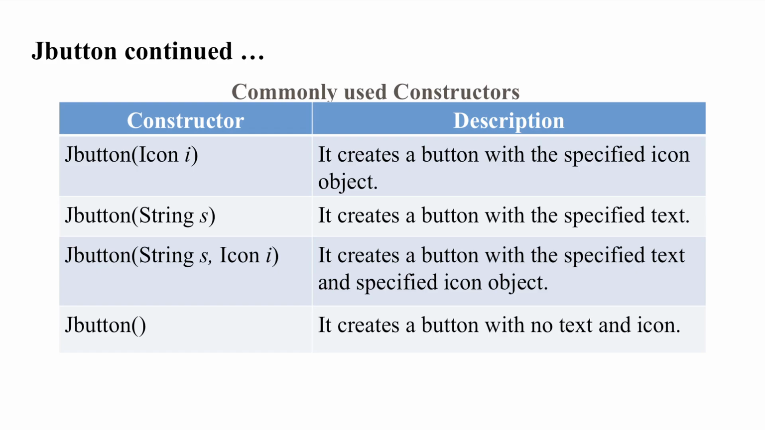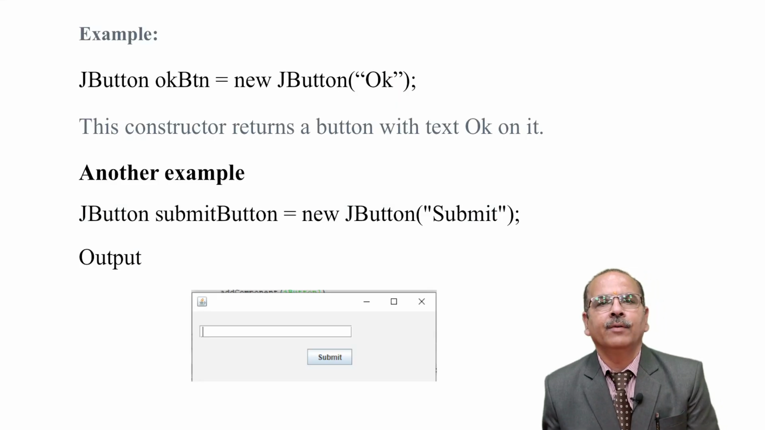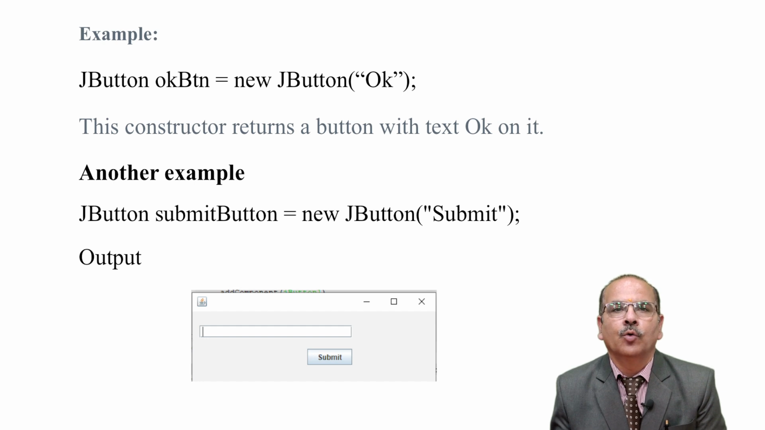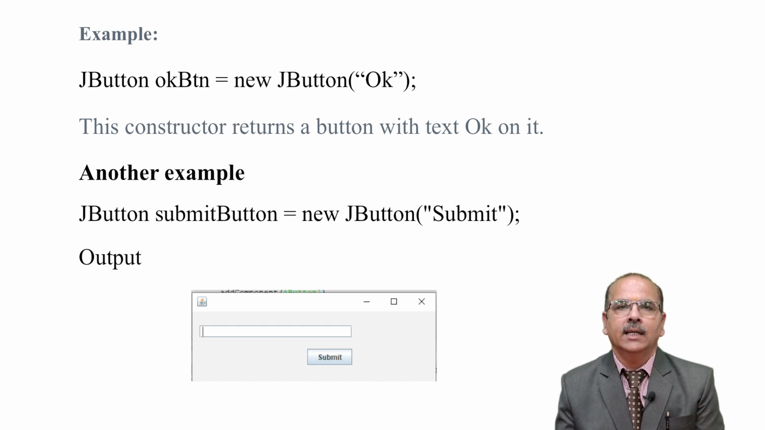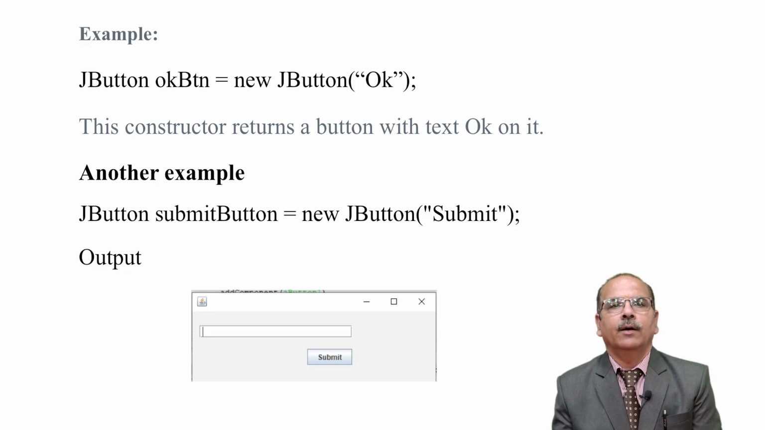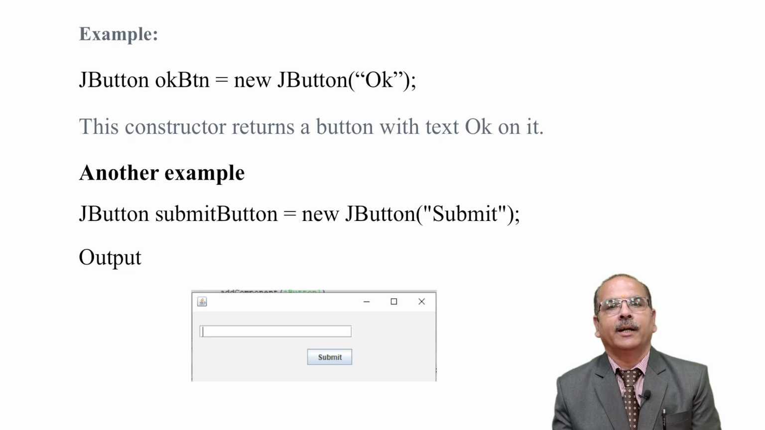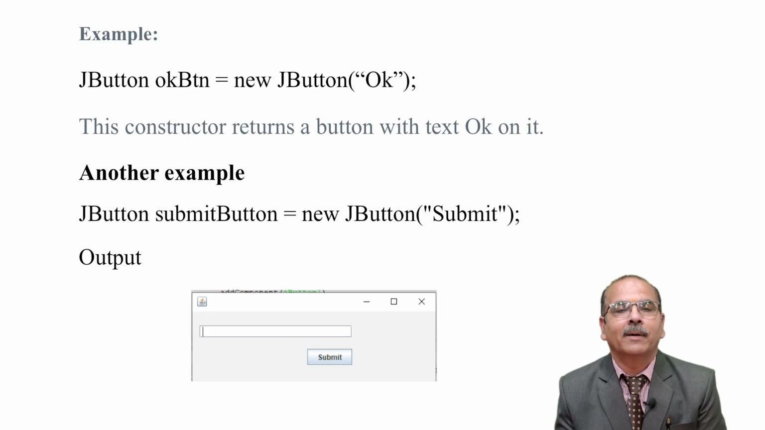Then let's have one example. JButton okButton: here okButton is the name of the JButton, and we have constructed it using new, and we have taken OK as the text. Then it will return a button with the text OK. When we click this OK button, it will give us the OK text. Then we have another example, JButton submitButton, using Submit. When we press this submit button, it will give us Submit as a message. We can submit whatever we want to submit over here.